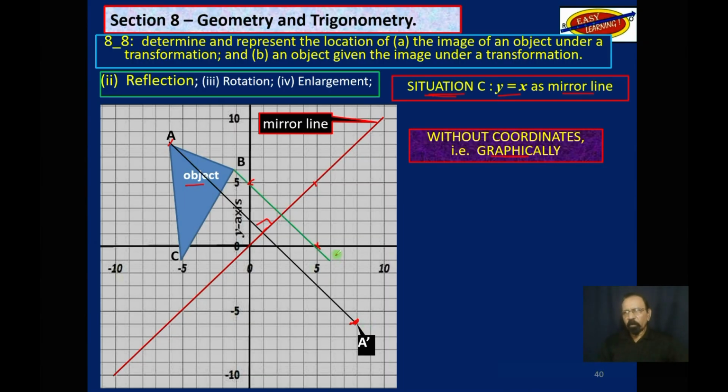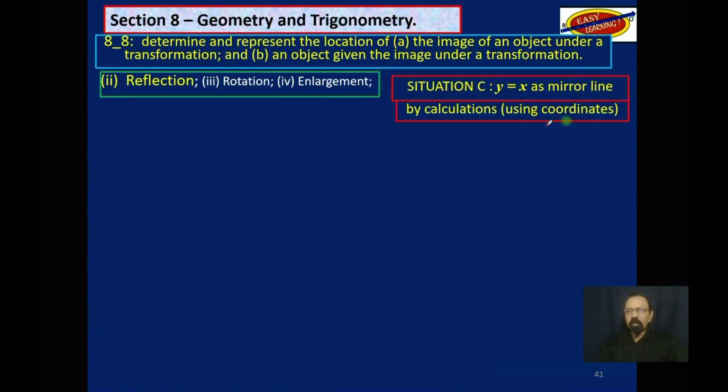You do the same thing for B. And then you do the same thing for C. So now that you have A prime, B prime, and C prime, you just join the points and you have the image. Remember I said this is what you will always do, irrespective of what the object is or what the mirror line is. You want to find the image. Or you go the other way around if you have the image and you want to find the object. Now let's see how this can be done using calculations of the coordinates.